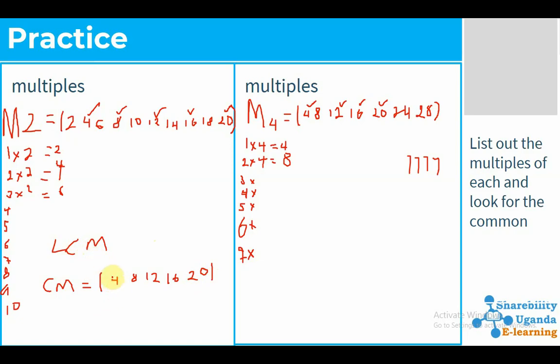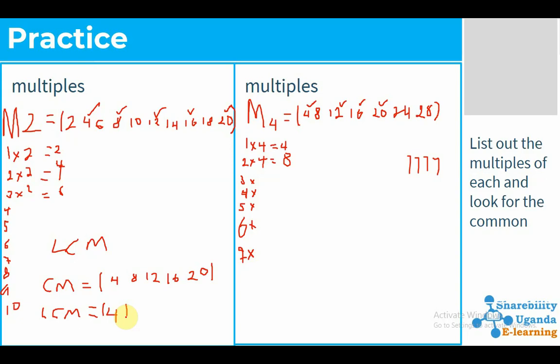Now after identifying the common multiples, we look for the lowest, LCM, lowest common multiples. This means we shall look for the figure which is smaller or which is the lowest. We have a 4, we have up to a 20 here. Which figure is small? We can see that our LCM, the lowest common multiple, is equal to 4. That is how we identify our lowest common multiple.